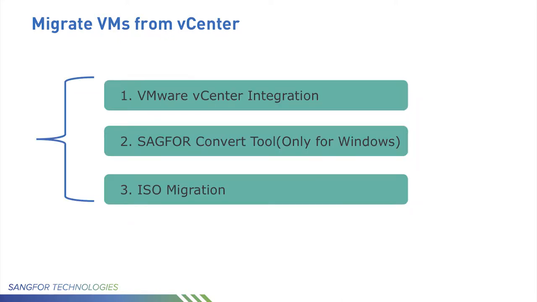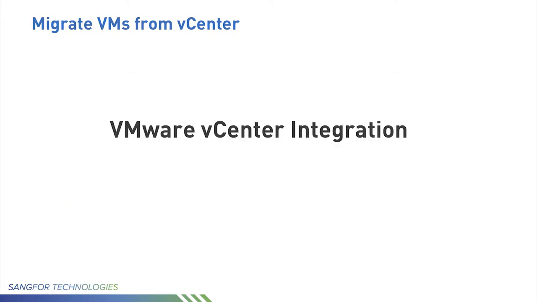There are three ways to do the migration. The first one is HCI VMware vCenter integration. The second one is using some convenient tools. And the last one is using ISO to do the migration. Okay, let's go to the first part. You will learn the HCI vCenter integration feature.